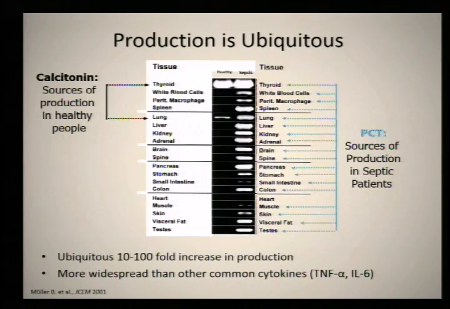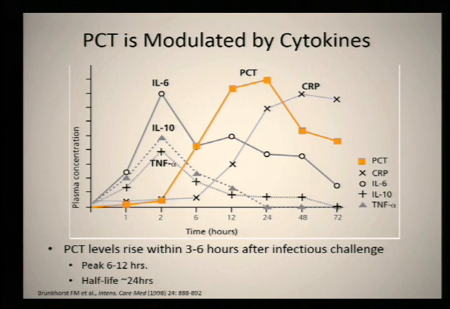One of the nice things about procalcitonin is you can't lose the tissue or the cells that produce it, because this is an experiment where they looked at procalcitonin production under normal conditions, and this is under sort of induced sepsis conditions. You can see a variety of tissues produce this. It's produced ubiquitously, so just killing off your white cells won't get rid of this. What drives it is really cytokine production.